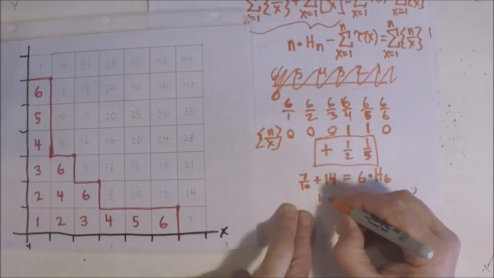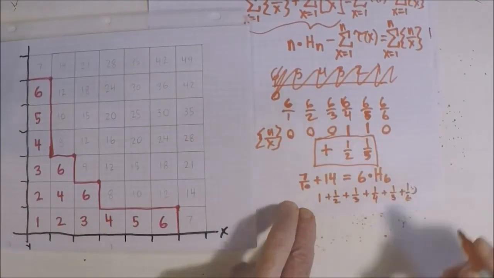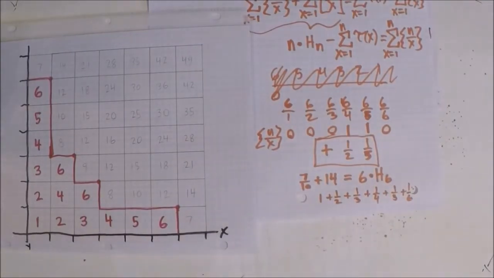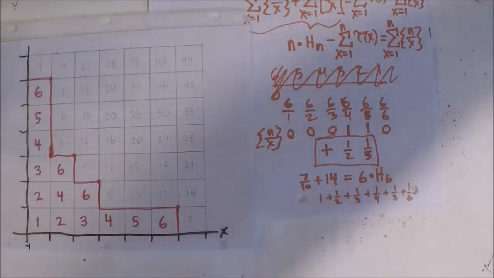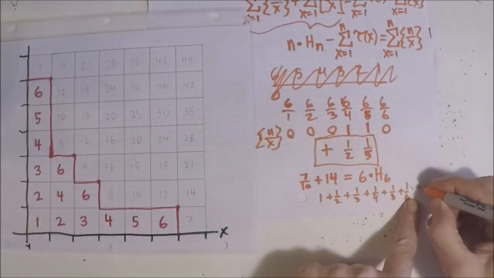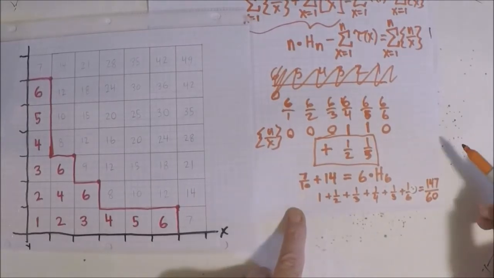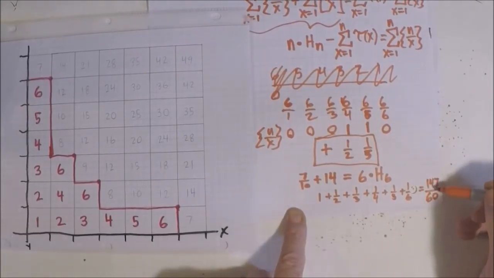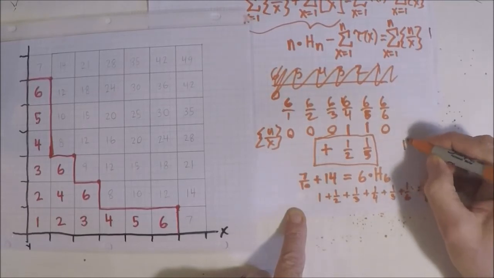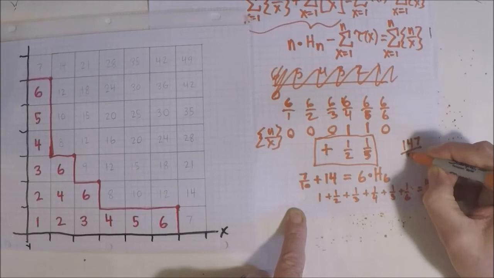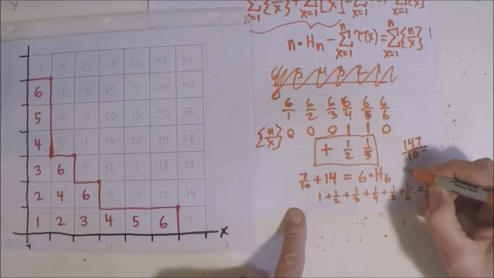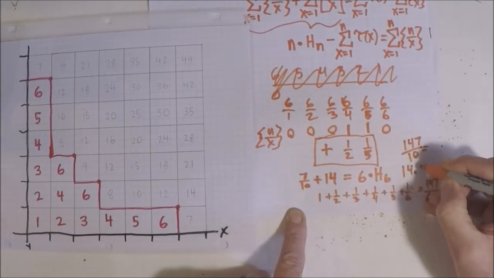The 6th harmonic number is, of course, just the sum of 1 over x for x from 1 to 6, which, sparing you the gory details, is equal to 147 over 60. So if we multiply that by 6, we end up with 147 over 10, which is, of course, 14.7, which is, of course, equivalent to 14 plus 7/10.